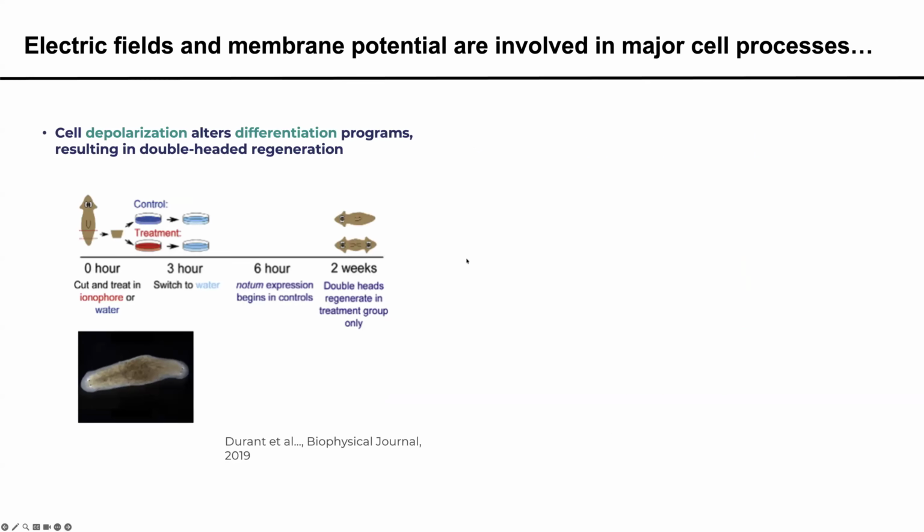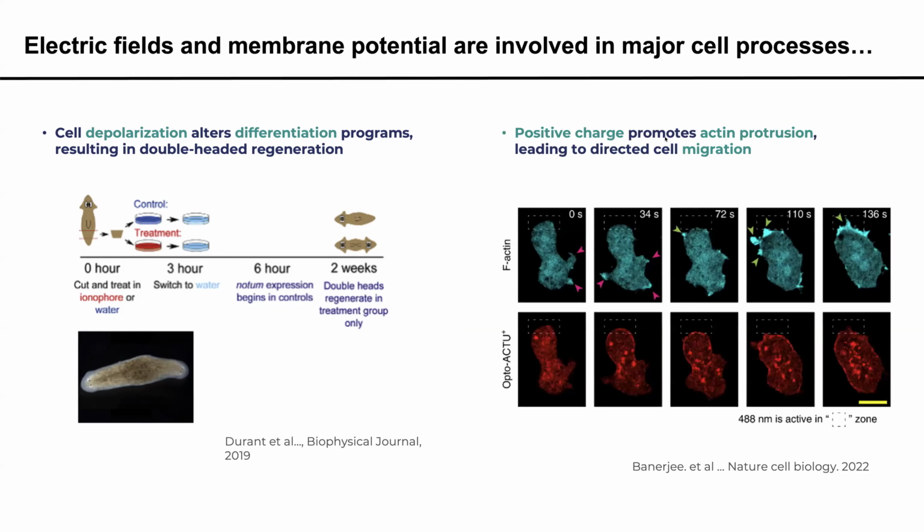And then membrane potential has been known to drive or influence lots of processes of development and cell migration, right? This is now classic work coming from Michael Levine's lab, where you take a flatworm, you cut it in half, and then you change the ionic environment, or you add in ionophore. Then this leads to altered development of the worm. You even get this double-headed phenotype, which is super interesting, right?